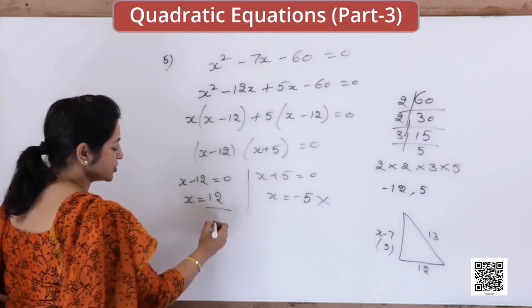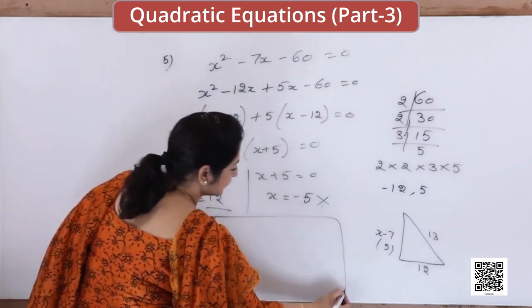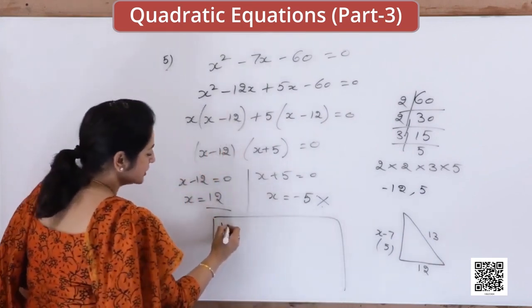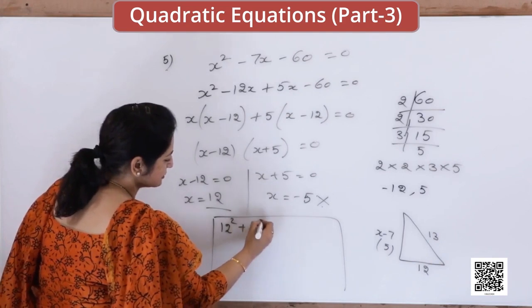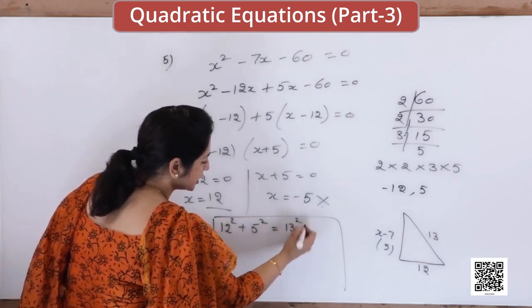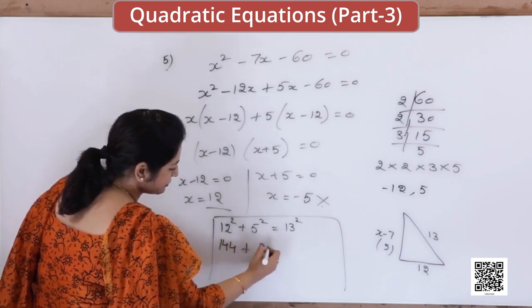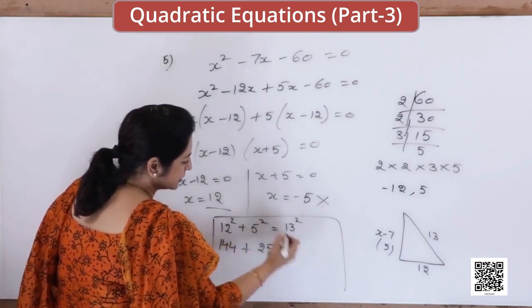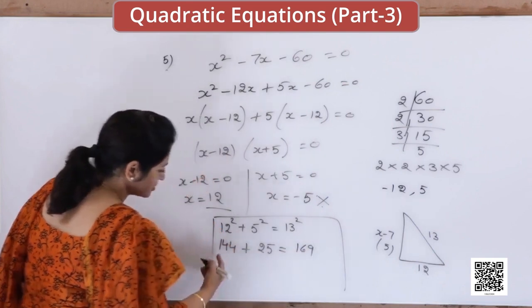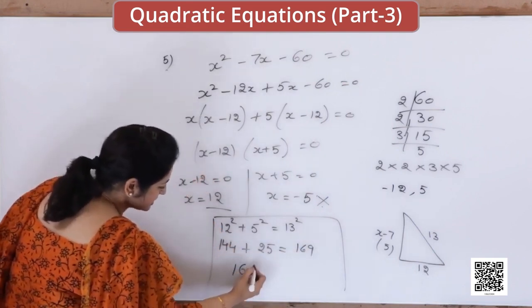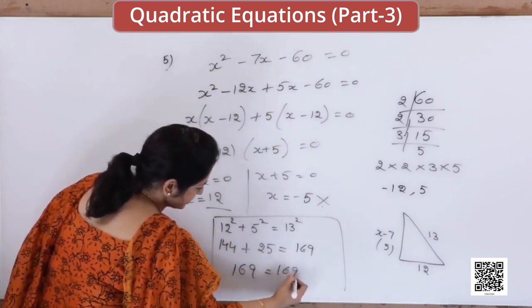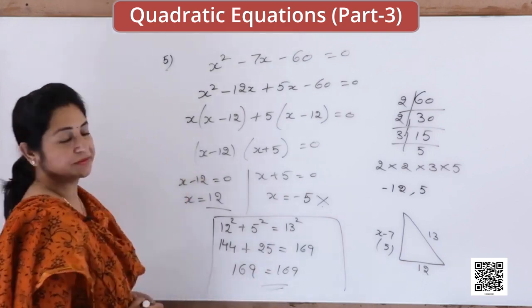Now we can also cross check it. To cross check it, what we can do is, we know that 12 square plus 5 square should be equal to 13 square. 12 square is 144, 5 square is 25 and 13 square is 169. So adding this we get 169 equals to 169. Thus our answer is correct.